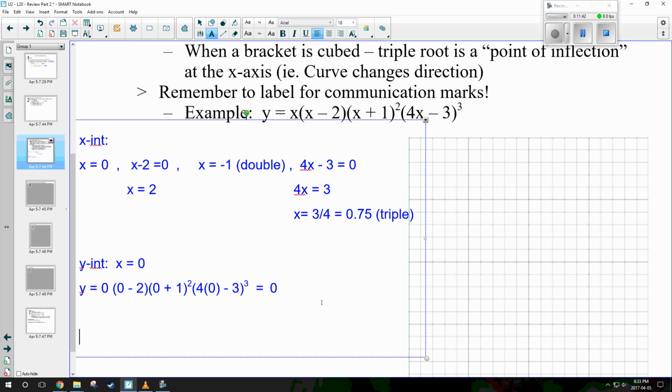The last thing that we need is our end behavior. So remember, for our end behavior, we need to talk about the degree. So let's count up our exponents. We have a 1 here with the x out front. We have a 1 here with this bracket. Then we have an extra 2 here, and then an extra 3 here. So that should add up to 7.